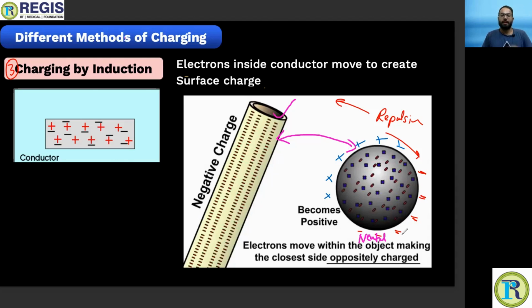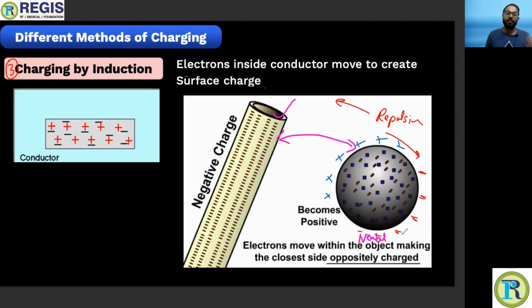Basically, most of the electrons will move to the opposite face because of repulsion. So we can say on the left hand side there will be positive polarity, and on the right hand side there will be negative polarity on the sphere. But we can see there is no physical touch.